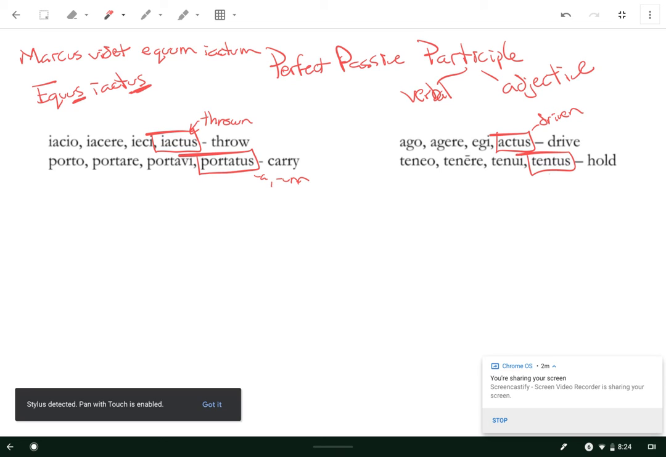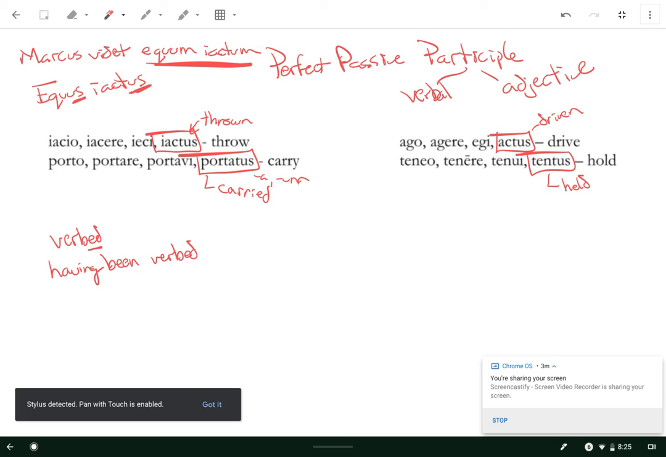Tentus would just mean, what do you think it would mean? Held, right? And portatus, what do you guys think that would mean? Carried, okay? It just means like having been carried. So up here, you could say Marcus sees the thrown horse, but you could also say Marcus sees the horse having been thrown. So there are two main ways to translate a PPP, and that is either verbed, okay, or having been verbed.